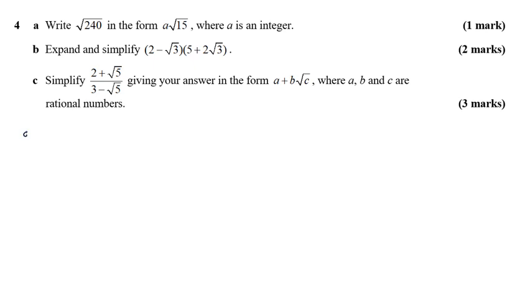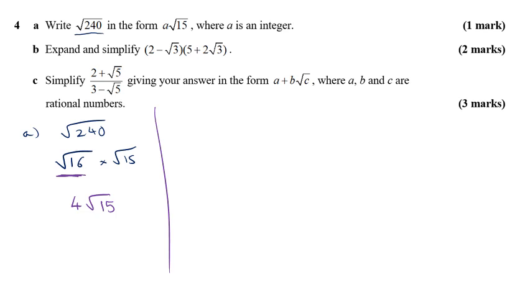Okay, so for part A of question 4, we need to simplify root 240. So all we need to do is find a factor of 240 that is also a squared number. For example, 16 times 15, because 16 times 15 is 240 and 16 is a squared number. And after that, the square root of 16 is the number 4. So the answer is 4 root 15.